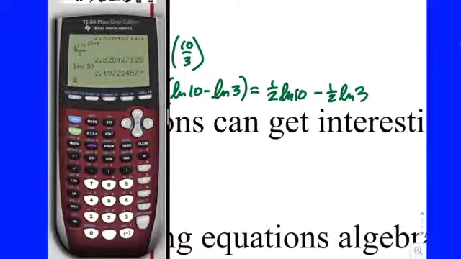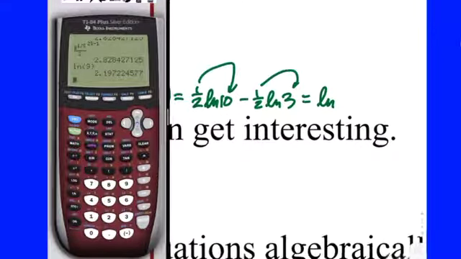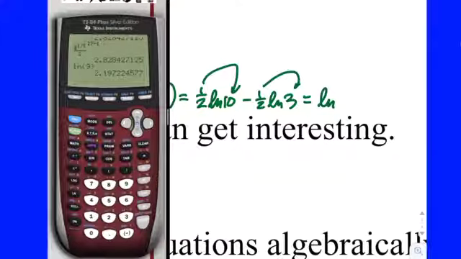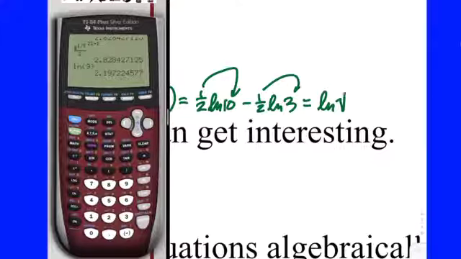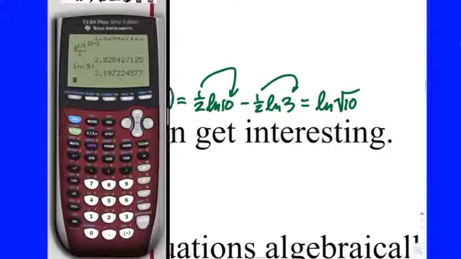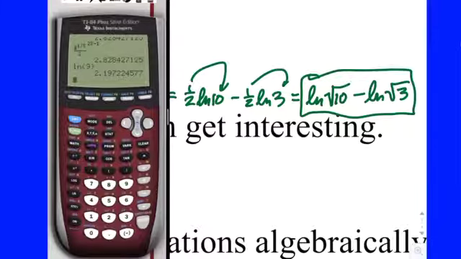Hey guys, what can we do with the 1/2 now that it's out front? You get back up there. And we can make that the natural log of 10 to the what? 10 to the 1/2 power. Also known as what? The square root of 10. Oh yeah. Minus the natural log of 3 to the 1/2, or square root of 3. OMG. I like that version.